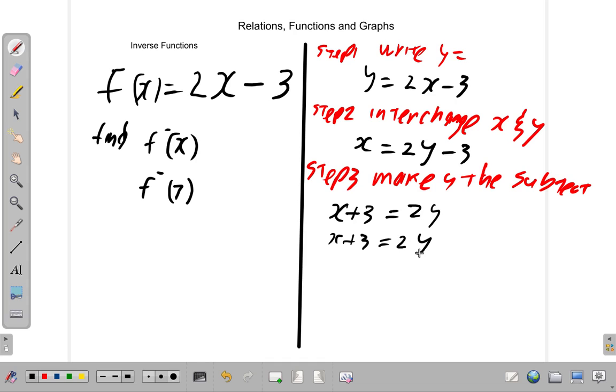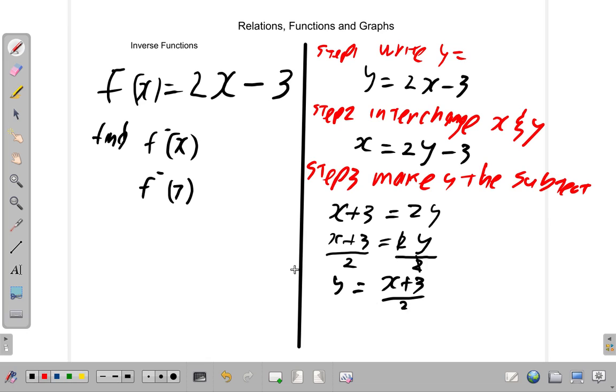2 times y. What do we do to get rid of the 2 and get y alone? We divide by 2. We divide the right by 2, we must divide the left by 2. We're maintaining balance here. So 2 cancels 2. What we have is y equals x plus 3 over 2. We're accustomed to writing y equals or x equals when the x or y is on the left. So let's switch these sides around. Put the y on the left. Y equals, and then on the right we have x plus 3 all over 2.